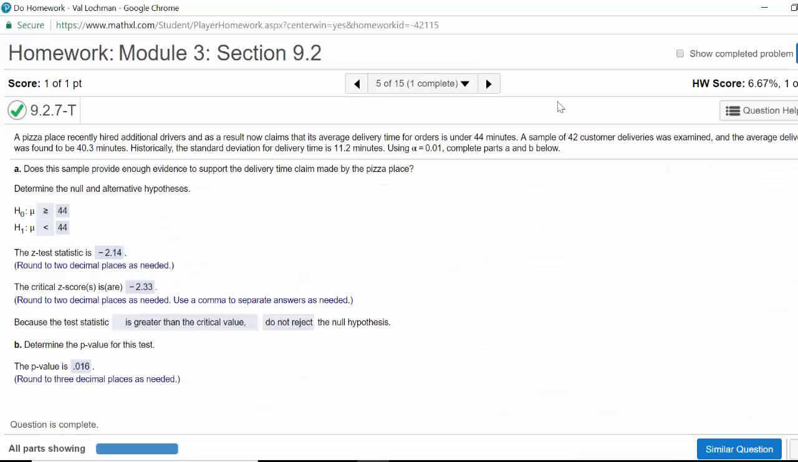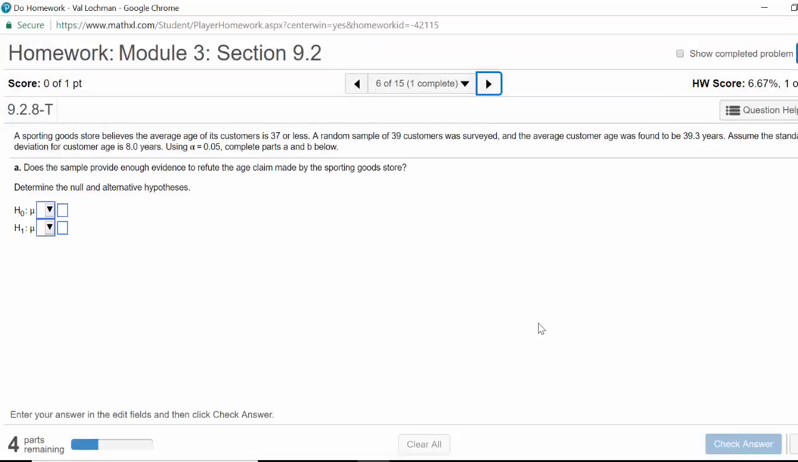Let's go ahead and solve one more problem. Let's do this one right here. This one is about the average age of customers. The sporting goods store believes it's less than or equal to 37. They pick a sample of 39 customers and find that the average age is 39.3. That's your sample mean. Assume the standard deviation for the customer age is 8 years. Use alpha 0.05 to complete all of these parts.